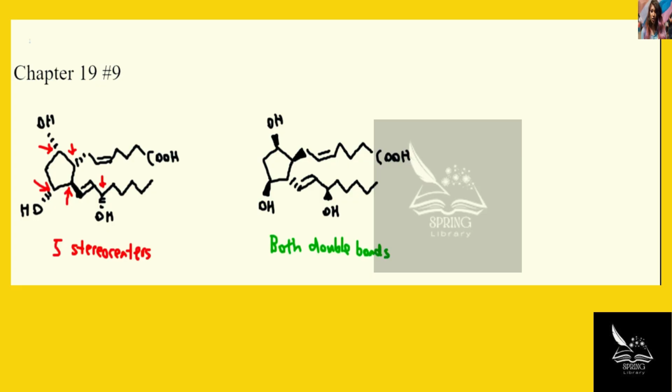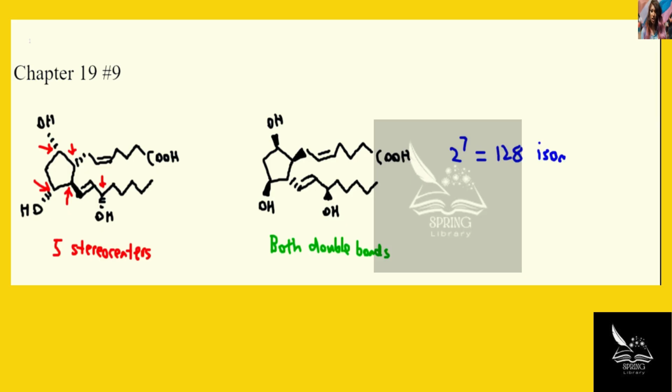Okay, and then considering the double bonds and the stereocenters, how many isomers are possible? The way to solve that is to say, well, we have 5 stereocenters and 2 double bonds, so 7 total possible sites for isomers. To arrive at that answer, we take 2 and raise it to the power of 7, and that is going to be equal to 128.